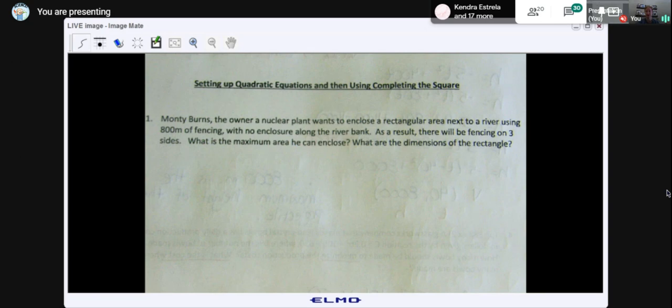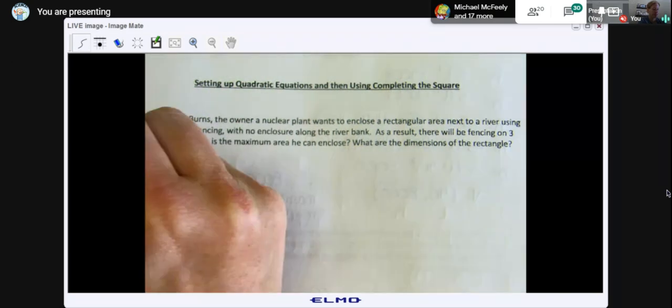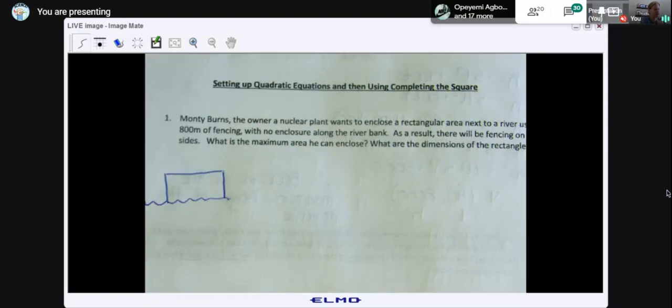So Monty Burns, he's the owner of a nuclear plant. Don't know if you've heard of him before. He wants to enclose a rectangular area next to a river using 800 meters of fencing. He's not going to enclose along the riverbank. So here's my river. Make a 3-sided enclosure. As a result, there will be fencing on 3 sides. Now, him being a business owner and one that loves money, he wants to enclose the maximum amount of area possible with this 800 meters of fencing. We want to know what the dimensions are.